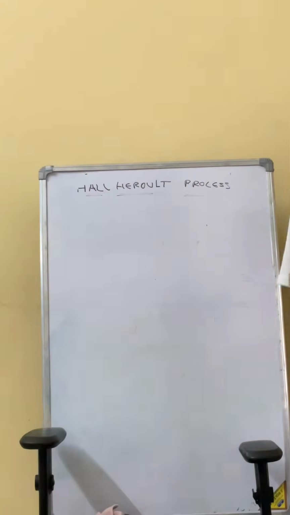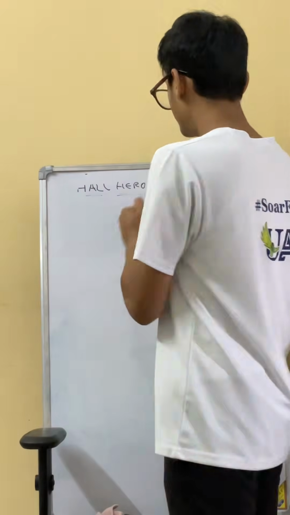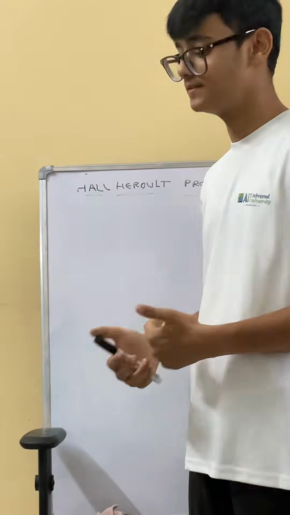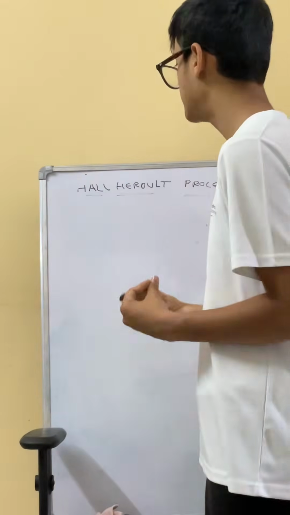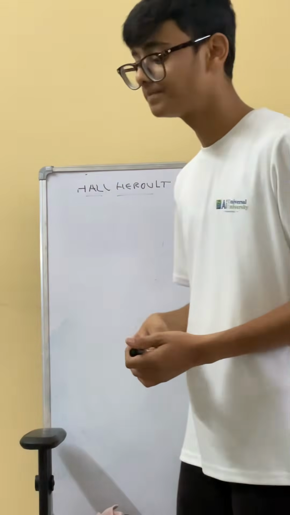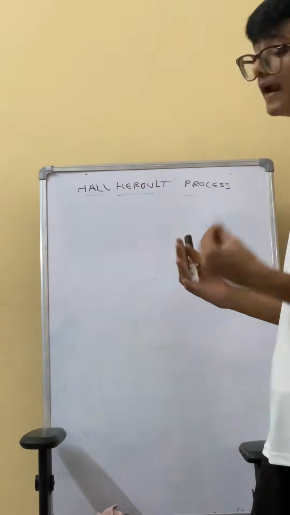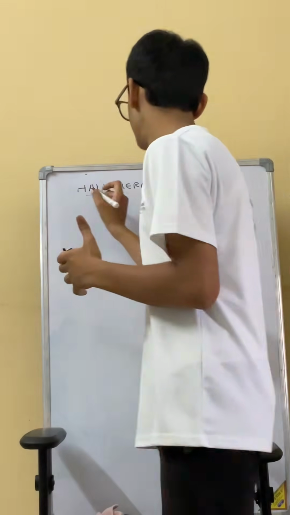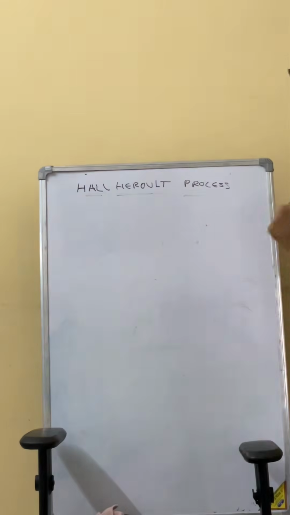So today we are going to study a really important chemistry chapter, which is the Hall-Heroult process. And when we divide chemistry into branches, this is basically the soul of what we call metallurgy. Metallurgy is basically the study of extraction of metals from their ores. And today we have a really important chapter of metallurgy, which is the Hall-Heroult process.